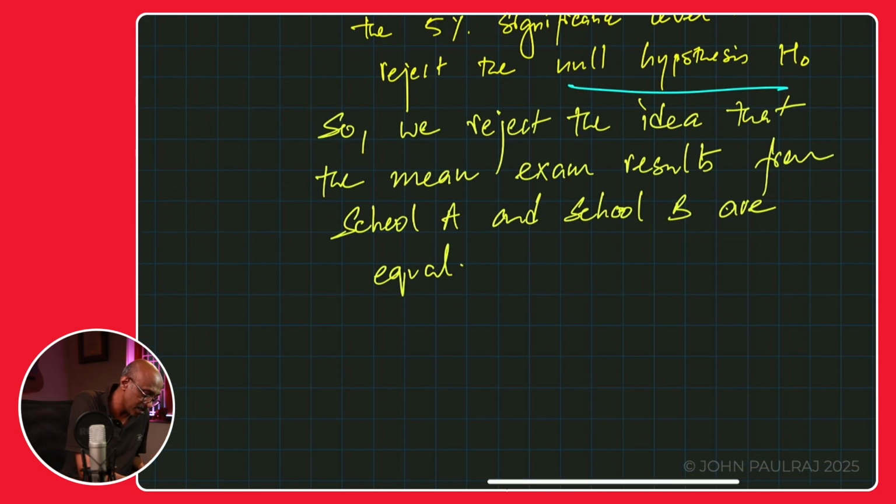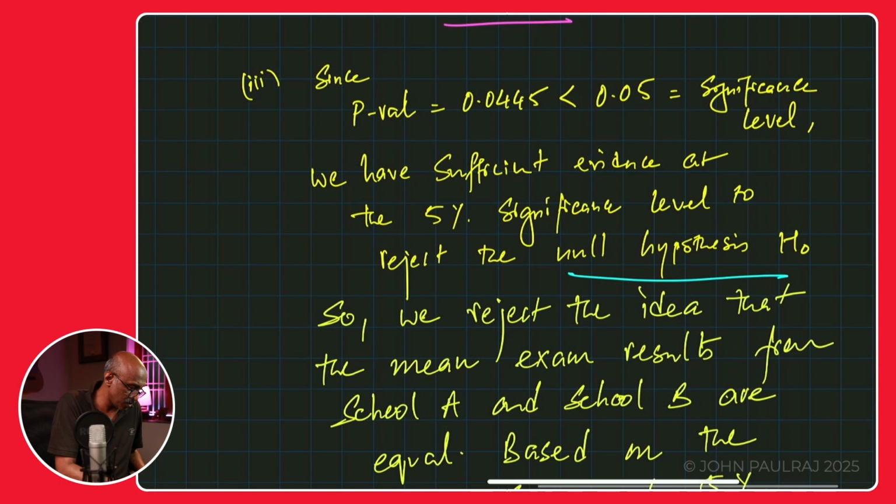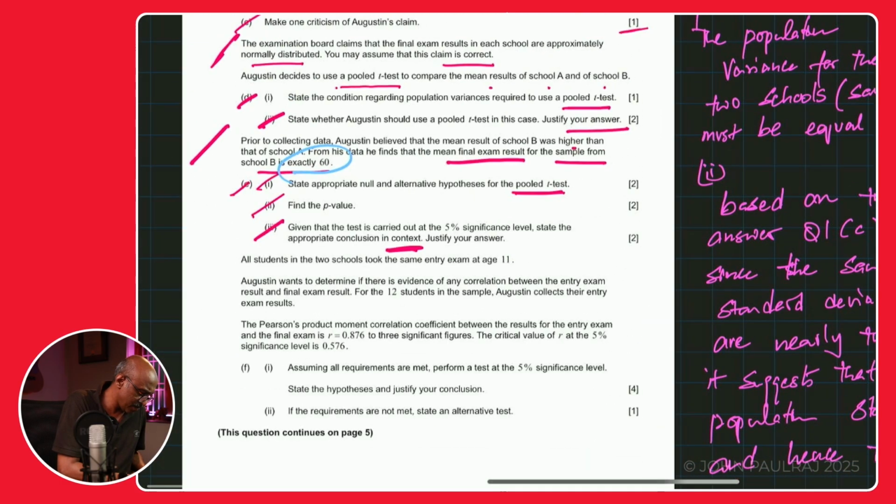Reject this idea based on the sample size and 5% significance level. Okay, so you can say that as the conclusion. All right, let's keep going. What do we have next here?